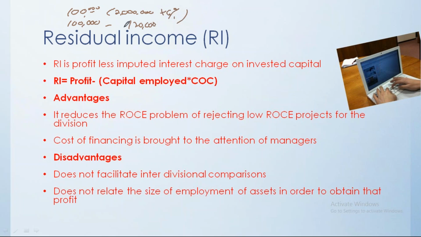Even though you have made 100,000 profit, you have not done very well because when you look at the capital that you have employed and take the cost, you have ended with a minus 20,000. Let's assume another division. So this is division A.